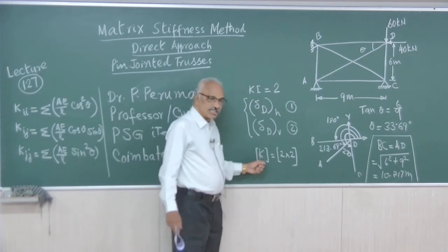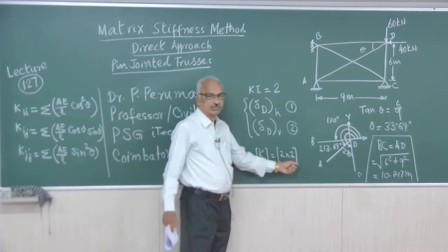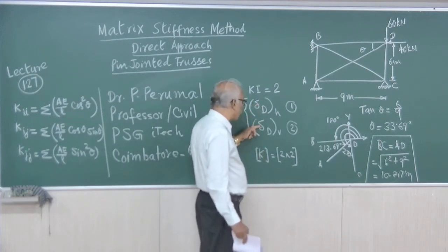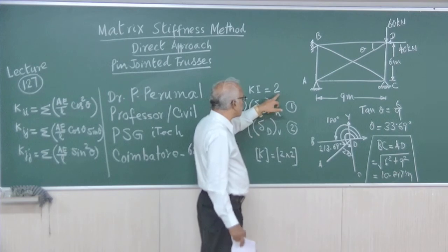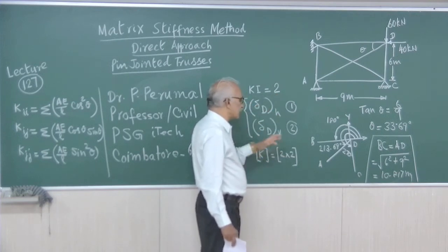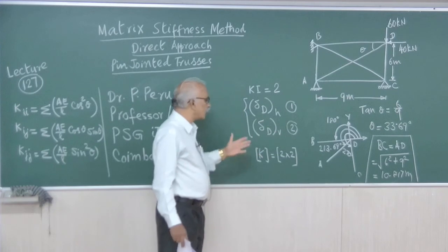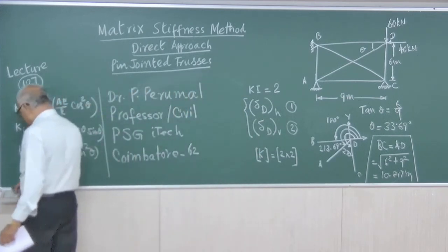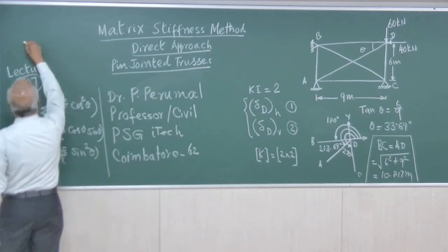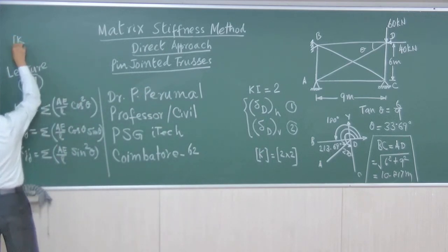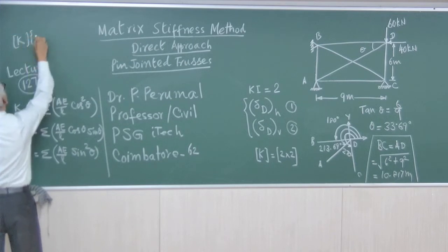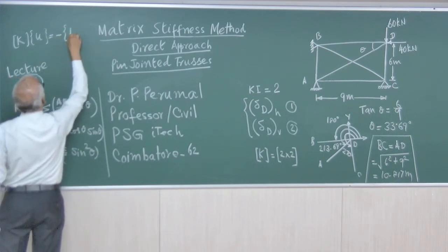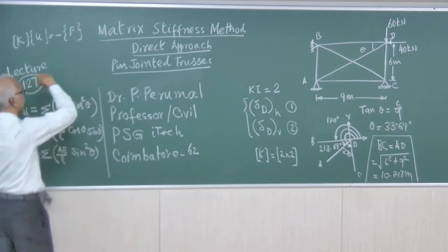And therefore, the size of the stiffness matrix will be 2 by 2, because possible displacements are 2, our kinematic indeterminacy is 2, therefore the size of the stiffness matrix is 2 by 2, right. How to analyze the truss? We know that the equilibrium equation is K into U equal to minus F.